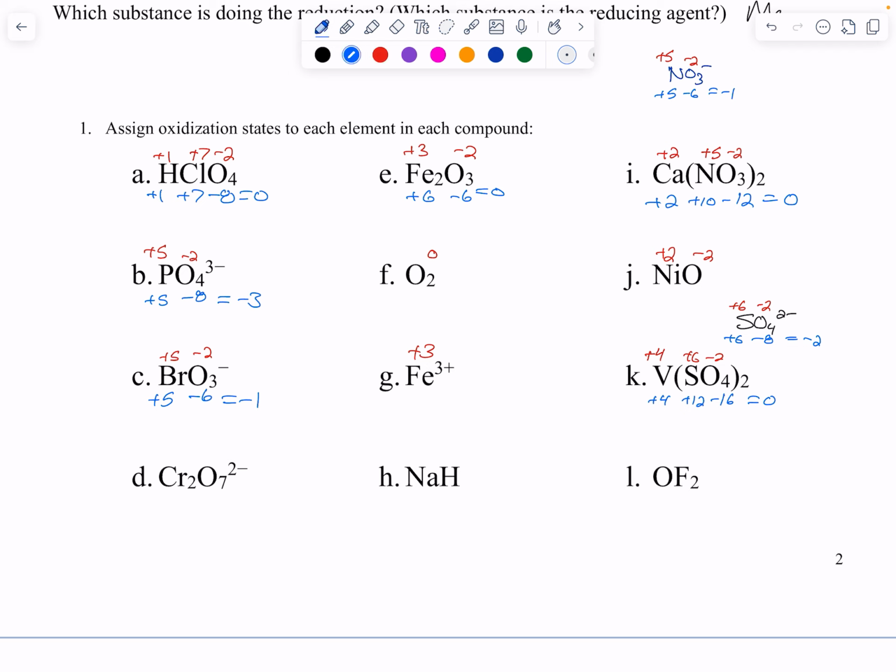Dichromate. We add up to -2. Got oxygen. Oxygen is -2. And there's 7 of them. That's -14. So we have to have plus 12 here. So each chromium is plus 6. Sodium hydride. +1 and -1. Oxygen difluoride. Oxygen is, we don't start with oxygen. We start with fluorine. It's -1. Be careful with that. So if you need to do the whole thing, feel free to do the whole is an element by itself, monatomic ion, right? Then fluorine. All right, so those are oxidation states. Hopefully we're getting comfortable with this.